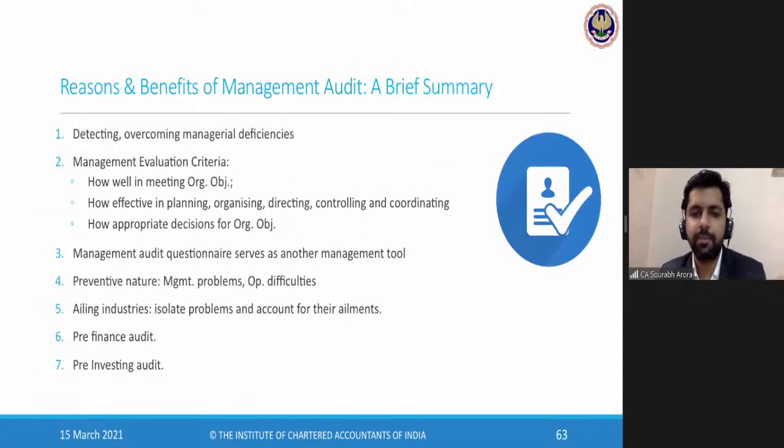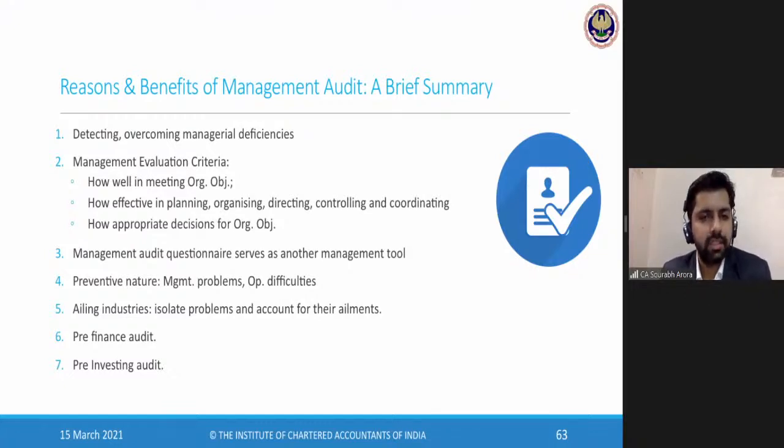I've summarized this in this summary slide, and you can quickly go through this slide, and you can have this deck from the ICAI website, so that you can revise from this slide at the time of your exam. And this should serve as a brief summary. Detecting and overcoming managerial deficiencies, management evaluation criteria, how well in meeting organizational objectives, how effective in planning, organizing, directing, controlling, coordinating, how appropriate the decisions are for organizational objectives.